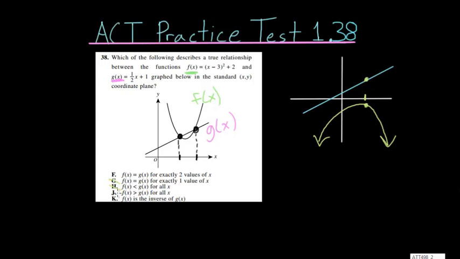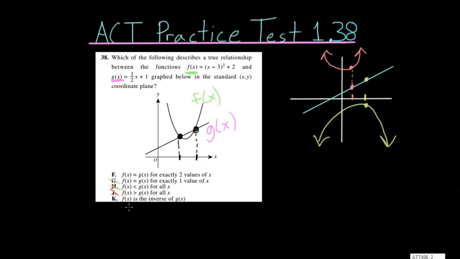Now for f of x to always be bigger than g of x for all x, it's essentially this situation here, but now let's say f of x is in red, and it would look like this, where it's always above g of x. If you were to pick any x value, let's say this one here, the f of x value is always higher than the g of x, no matter what x we choose. So we can eliminate choice J as well.